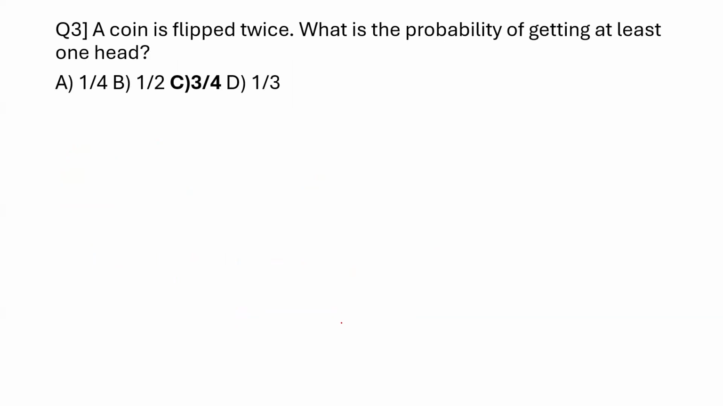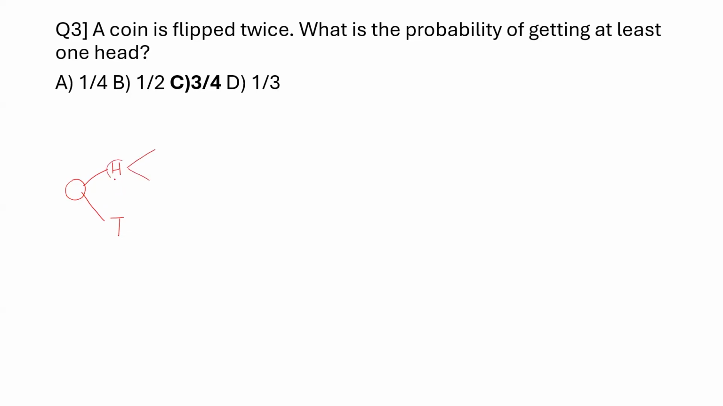Next problem. A coin is flipped twice. What is the probability of getting at least one head? Okay, at least one head. So let us write this problem in a different way. So you have a coin, right? This is your coin, and you are flipping it. So what all possibilities can you expect? It can land on a head or a tail, right? If you flip a coin first, you can expect heads or tails. And now, because you are flipping a coin twice, again, if you flip a coin, you can expect.